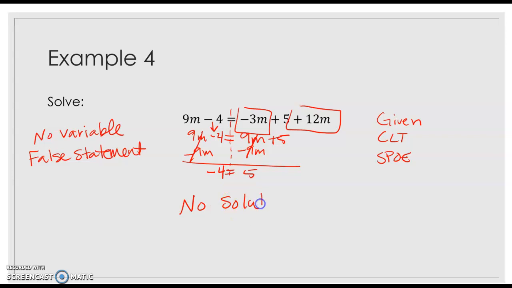And if I get a false statement, then that means there's no solution. It doesn't matter how hard I try. I am never going to get the left to equal the right, because there is nothing that I can multiply by the same number, but add or subtract by different numbers to get it to be equal. No way. Impossible. So that's all you have to remember, okay? No variable, true statement, infinitely many solutions. No variable, false statement, there's absolutely no solution.